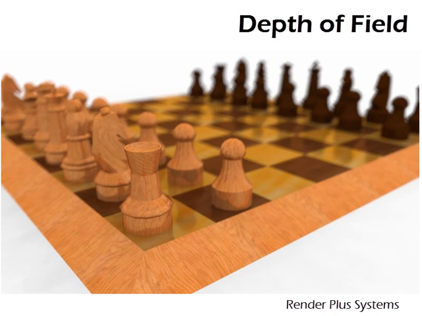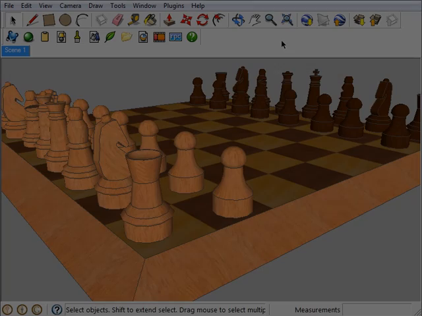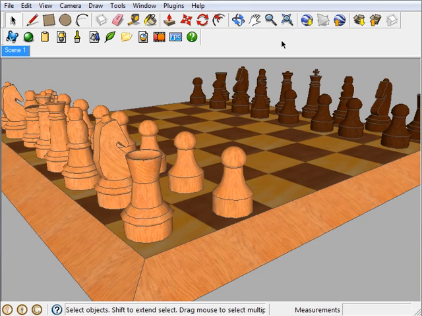Depth of field makes your model look more realistic by adding depth and interest. It is a way to make your model look more realistic by giving the model more depth. It works similar to the way a camera works, only a certain portion of the rendered image is in focus.